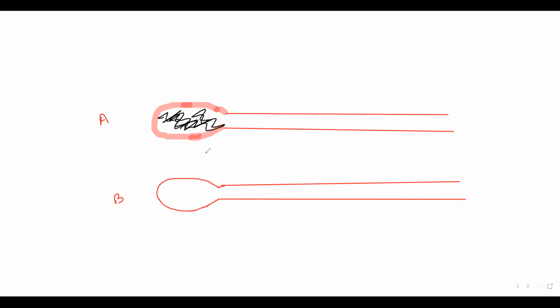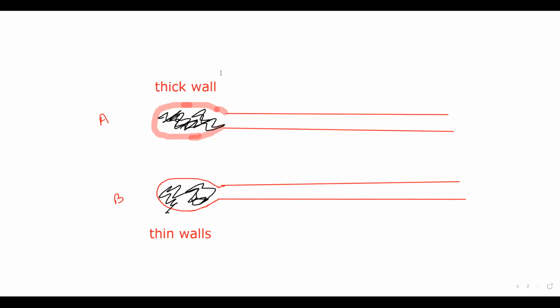The liquid is there inside the bulb. Here also liquid is there inside the bulb. So which thermometer can absorb heat quickly from the surrounding? The thermometer with the thin walls. Because thin walls are there, heat can easily transfer, but this one has thick walls. So it will absorb heat, but it will take time to absorb the heat energy.